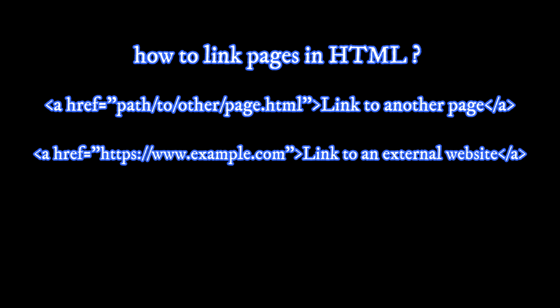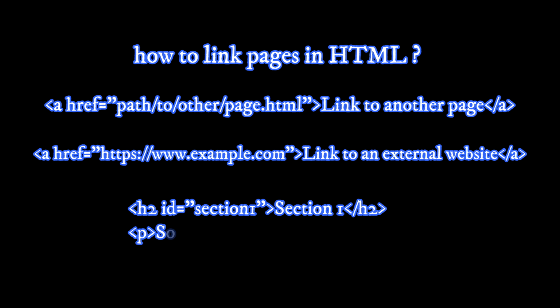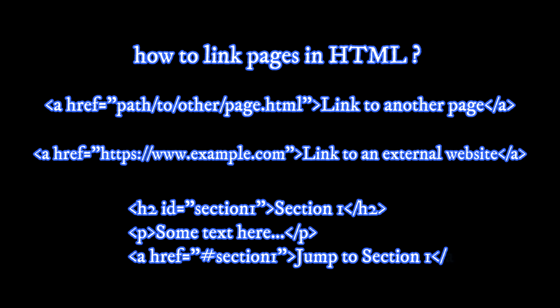Here is an example. In this example, the <h2> element has an ID attribute set to "section1", which creates an anchor point at the start of the section. The <a> element then uses the href attribute to link to that anchor point, and the text "Jump to Section 1" is the visible text that the user will click on to jump to the section. By using the <a> element, you can create hyperlinks that take the user to other pages, external websites, or specific locations within the same page.